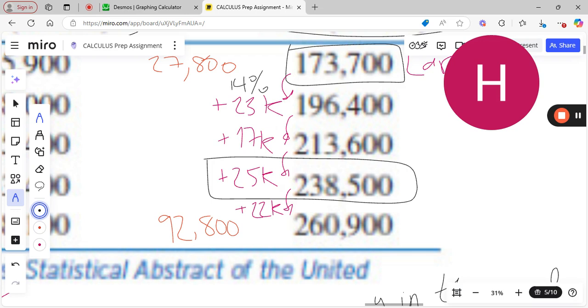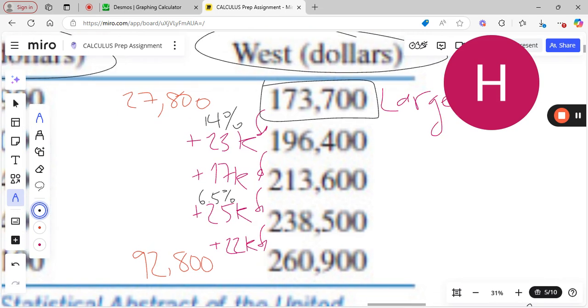But then later on, when we go up by $25,000 from $213.6K, that's not quite as significant. In fact, that's like a 1/17th. So that's only a ballpark, but that's kind of like a 6.5% increase. And so if you owned a home that was worth $173K and then it went up to $196.4K, you would increase the value of your home by 14%.